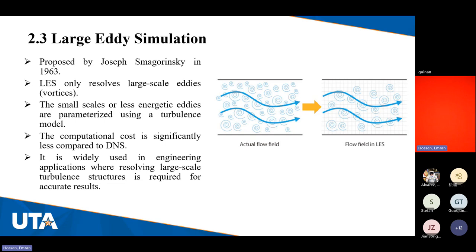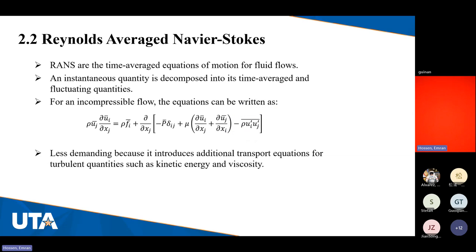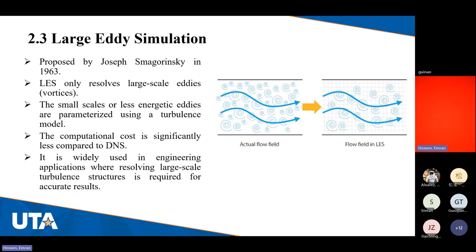The next one is large eddy simulation, LES, which was proposed by Smagorinsky in 1963. In the LES case, we resolve the large-scale eddies, and the small-scale, less energetic eddies are parameterized using a turbulence model. Going back over RANS, we resolve all the energy through the model, but in LES the large eddies are directly resolved and the small eddies come from the turbulence model.